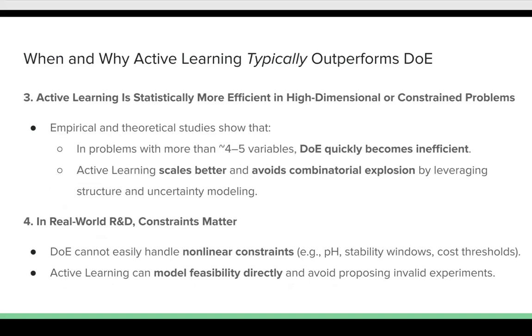And in the real world R&D, constraints matter. Design of experiments cannot easily handle non-linear constraints. And active learning, in comparison, can model feasibility directly and avoid proposing invalid experiments.